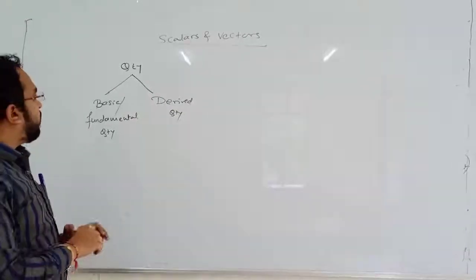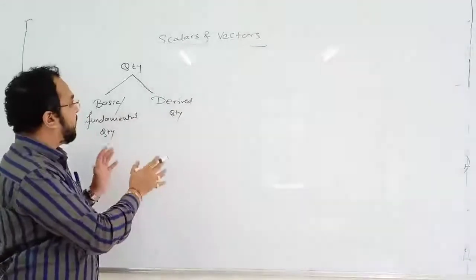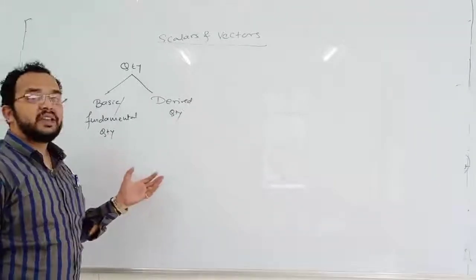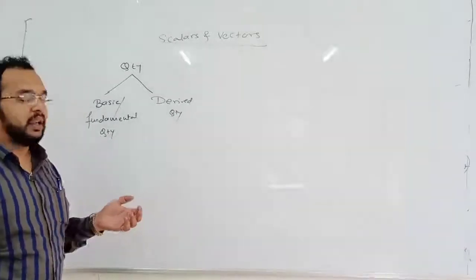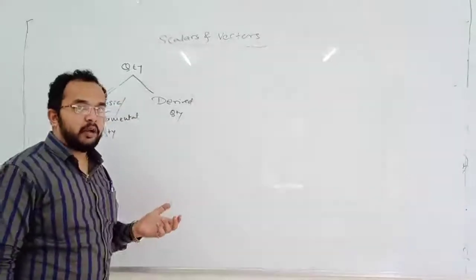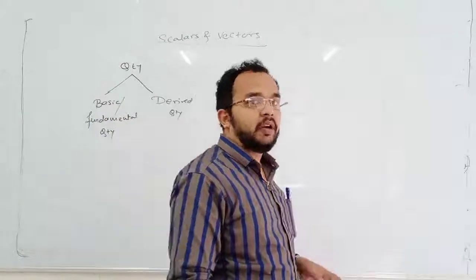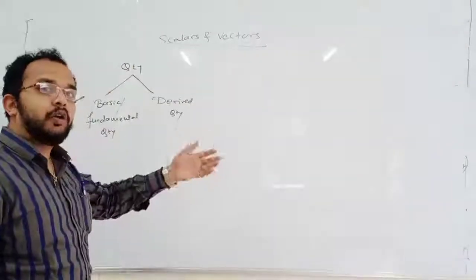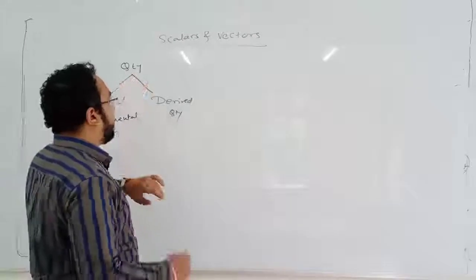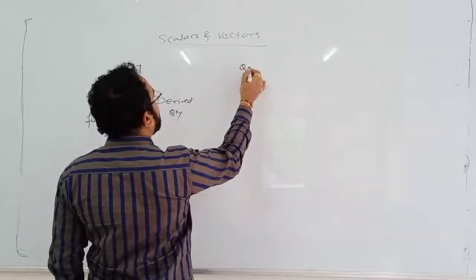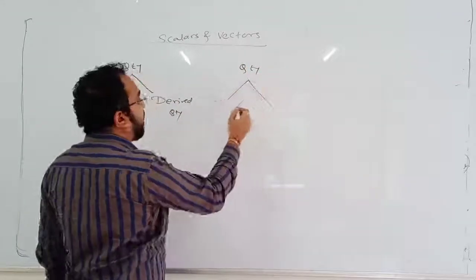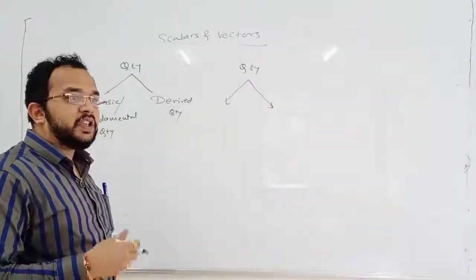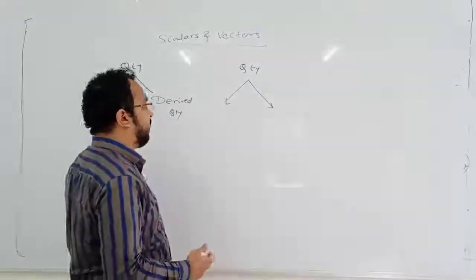In which manner have we classified these two quantities? Based on whether these quantities are dependent on any other quantity. Basic and fundamental quantities are independent of any other quantity, as we have studied, and derived quantities are quantities which are dependent on two or more quantities. Here we saw that the quantities also can be classified into two parts, but the basis of classification is different.